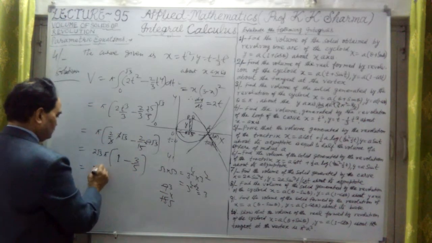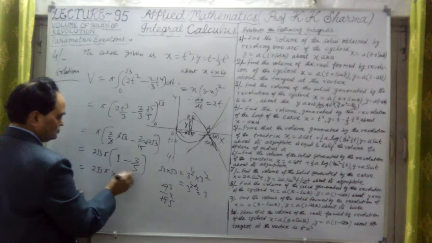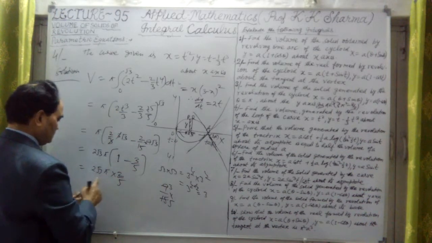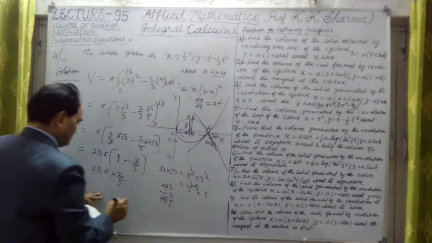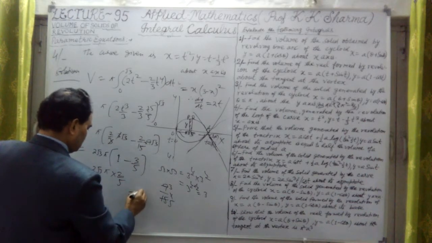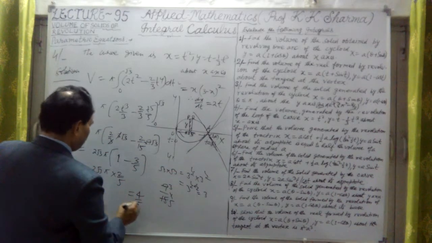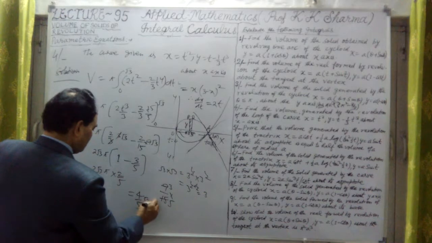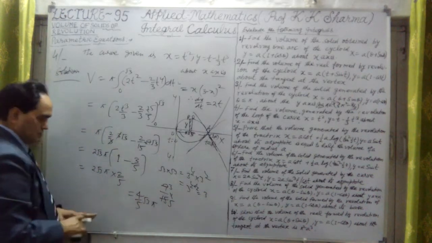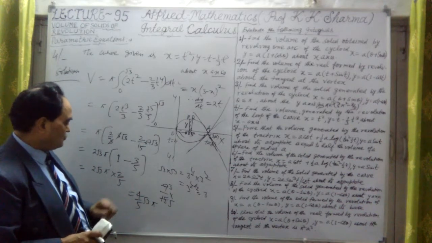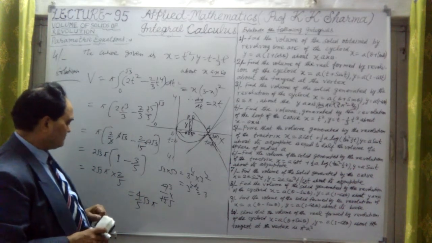It will be 2 root 3 into pi into (5 minus 3) by 5, which is 2 by 5. It is 4 by 5 root 3. The answer is 4 upon 5, root 3 into pi, or pi root 3 we can write. It is 4 root 3 pi upon 5. This is the answer here.